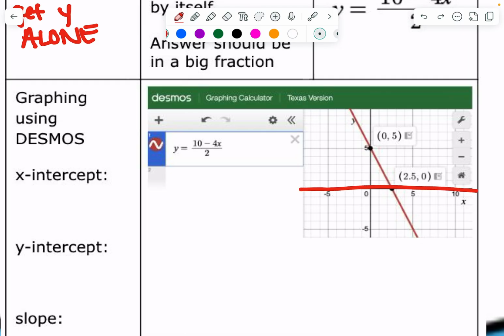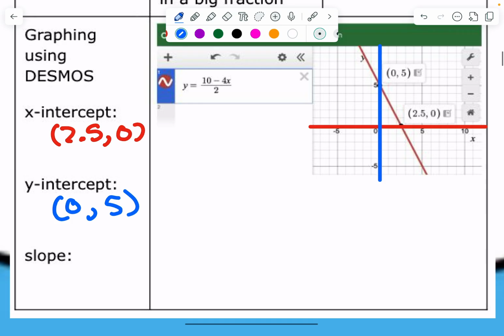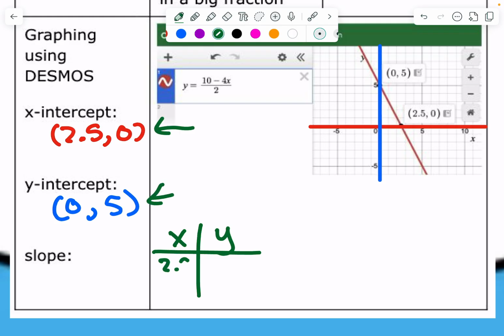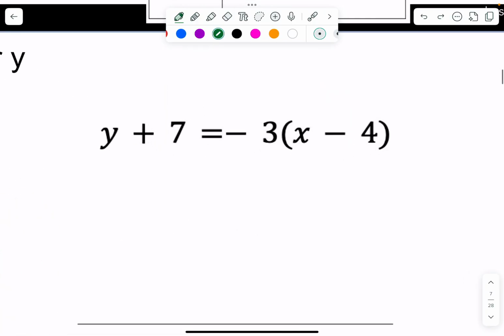So just like this one, here our x-intercept is on the x line. We have 2.5 comma 0. And then my y-axis is right here. My y-intercept is 0, 5. If I wanted to find my slope, I would have to make a table. And I could use my 2 points that I found, 2.5, 0 and 0, 5. And then I could find my slope in Desmos like I usually do. Okay? So we did these the other day.